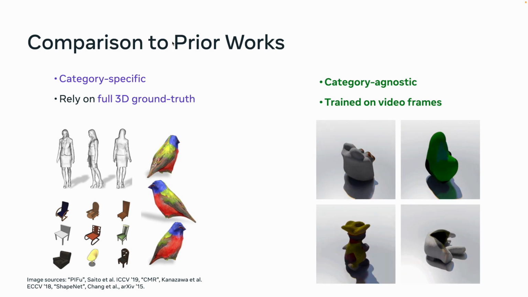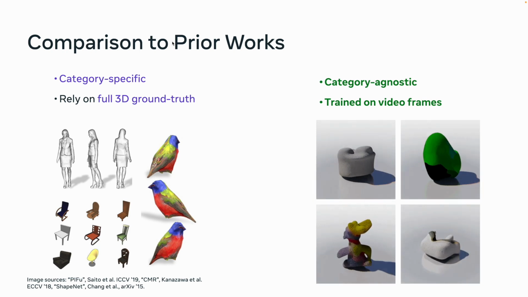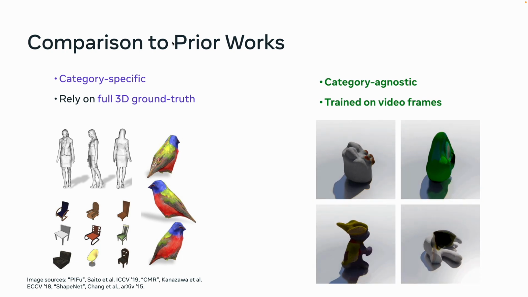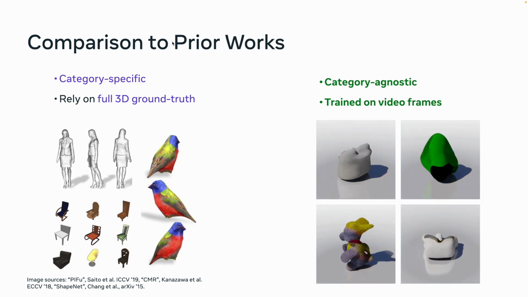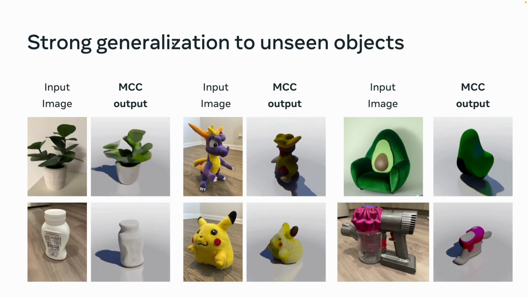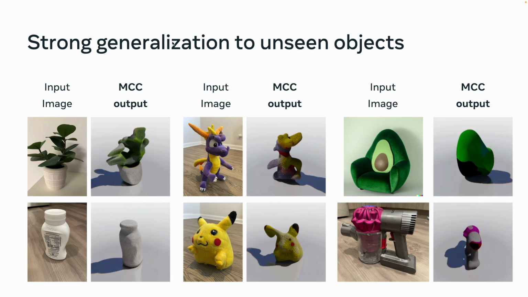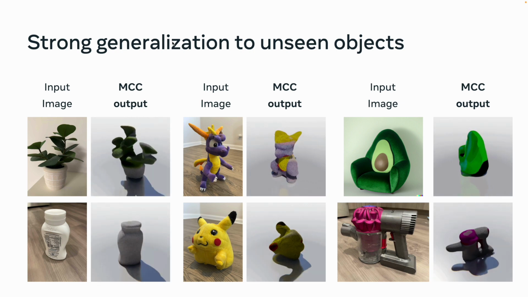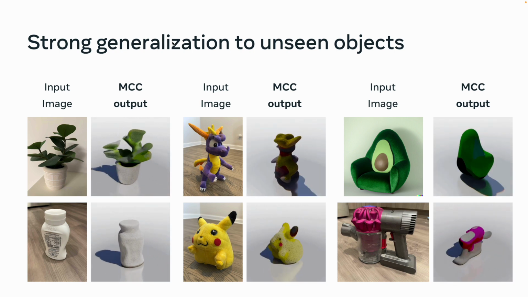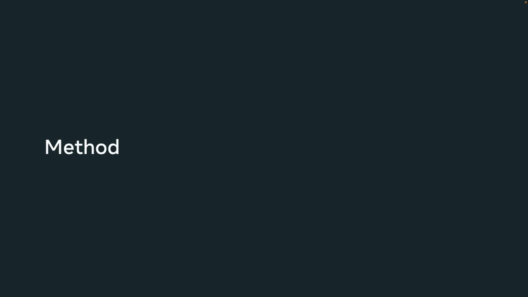Second, while most prior works require full 3D meshes for training, MCC can be trained directly on video frames, making it much easier to scale up and enjoy the benefit of large-scale training. Here we present the reconstruction results on a wide range of different examples, including complex objects and even imagined objects from DALL-E 2. We can see that MCC is able to reconstruct 3D geometry even in these challenging cases. Let's now take a closer look at how MCC works.